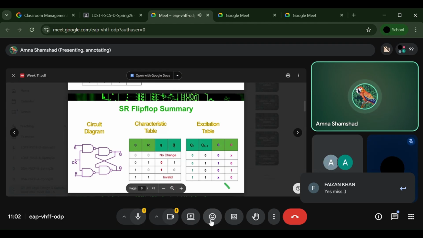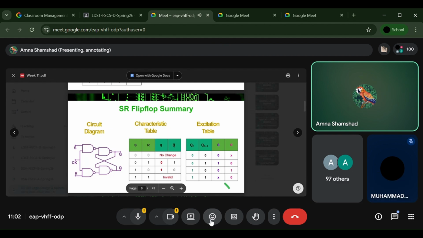Please focus on this circuit diagram. What is this? This is basically a NAND implementation of the SR flip-flop. NAND implementation means we will use only NAND gates for this implementation. Quickly cover this. In this diagram, you can see we have 4 NAND gates. The first one has the S input.